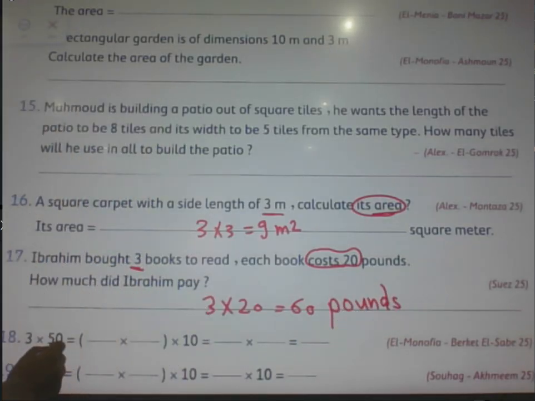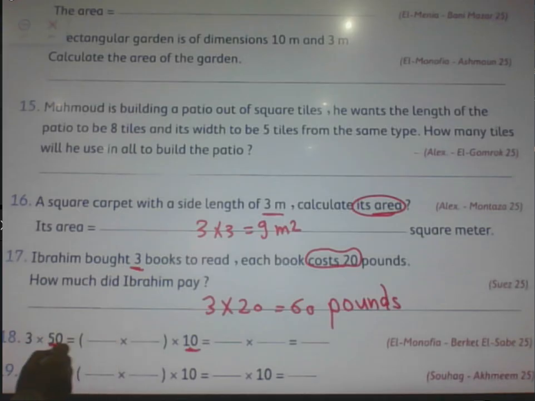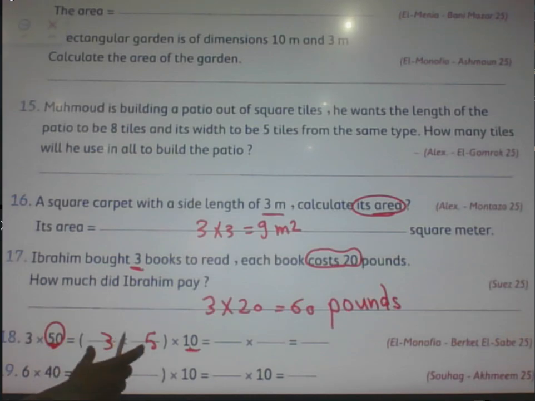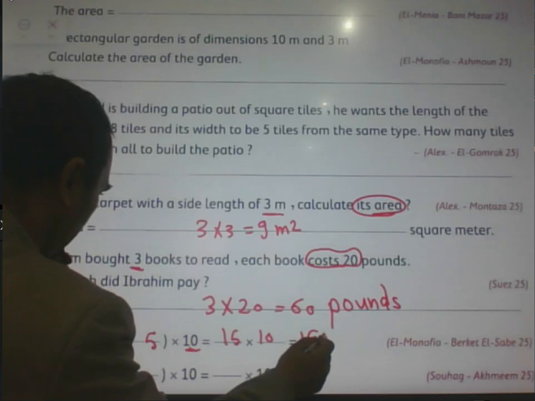3 times 50 equals, we know 5 times 10 equals 50. Okay, again 3 times 50. We can write 50 as 5 times 10 and write 3. We used the commutative property to find the answer, and also the associative property: 3 times 5 is 15, and 15 multiplied by 10 equals 150.